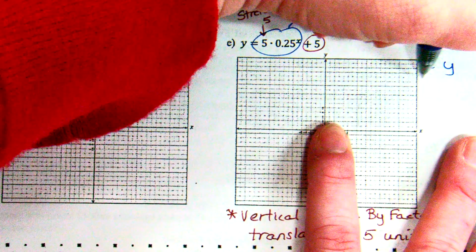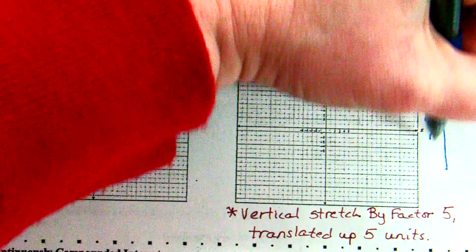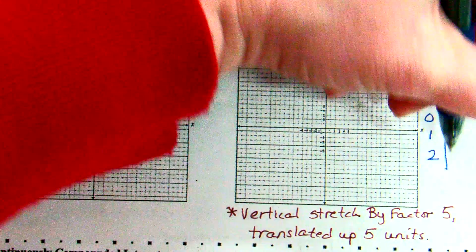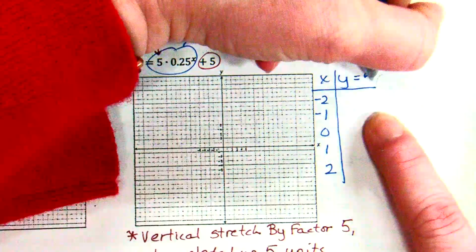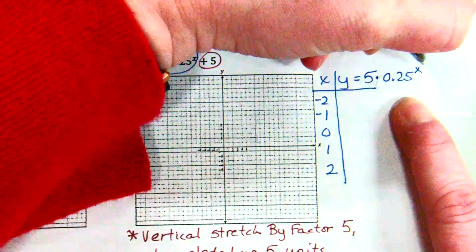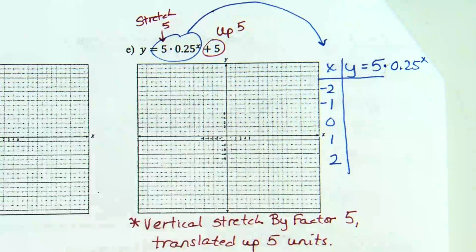Same old question. What are good x values? -2, -1, 0, +1, +2. And the y values, when I'm plugging in, I'm going to do 5 times 0.25 raised to the x. Now, let me ask you, what is 0.25? It's 1/4. So you can also think of this as 5 times 1/4 to the x. Technically you can do this with a calculator. You can do this with your brain. What's the first number I'm plugging in?